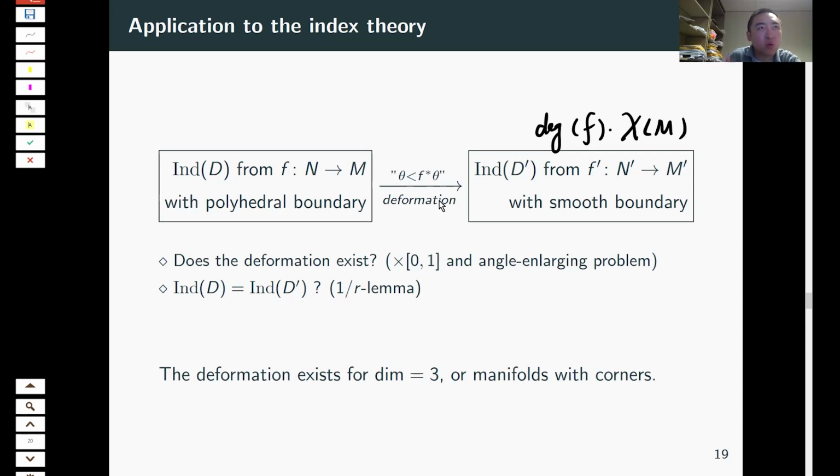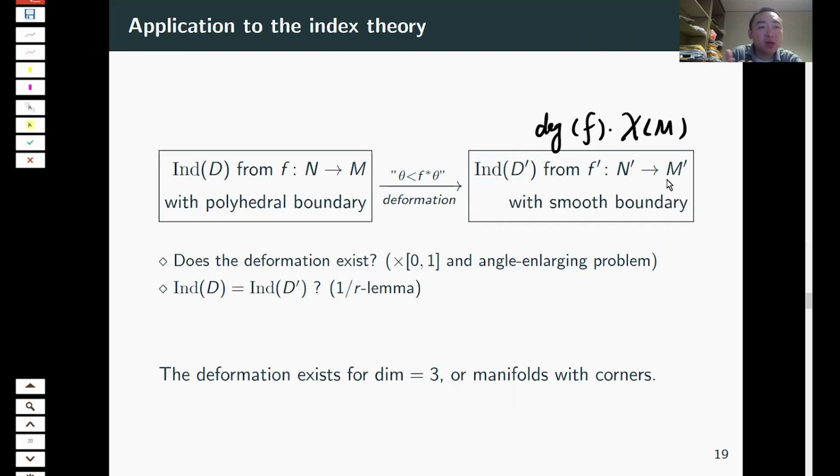Now the question is, first, does the deformation exist? And second, if it exists, do we have the index really equal? Now for the first part, you can imagine that's why we care about the angle in enlarging things. You have N and M here, and you want to deform it. We can first enlarge the angles of M, just enlarge them to be pi, open it up. And when I open M up, now you can deform N geometrically. Eventually, it becomes a manifold with smooth boundary.